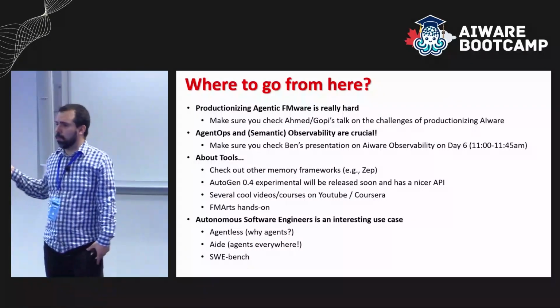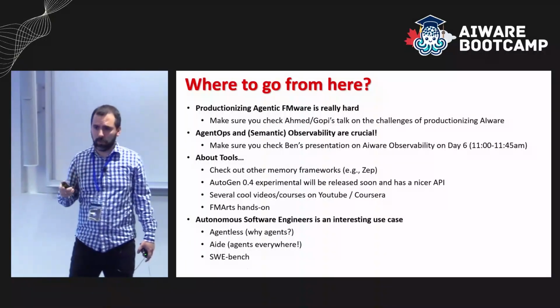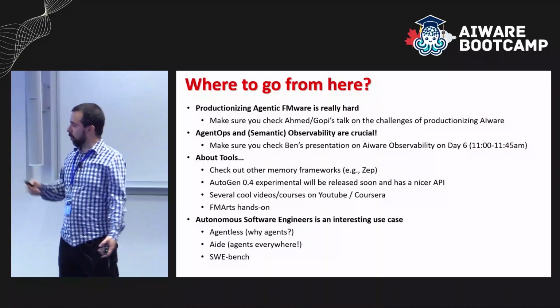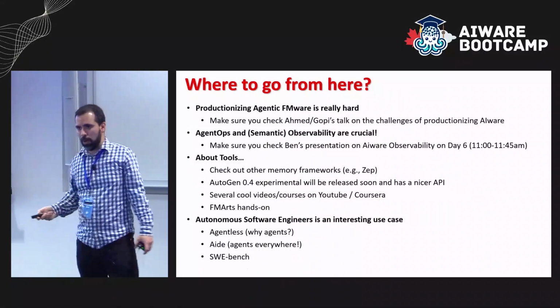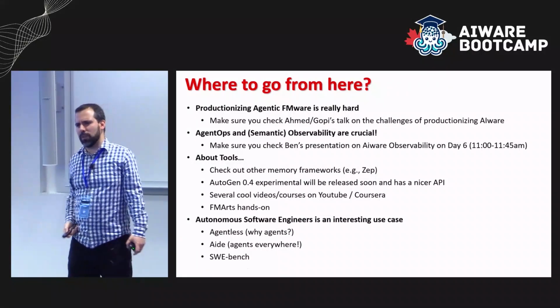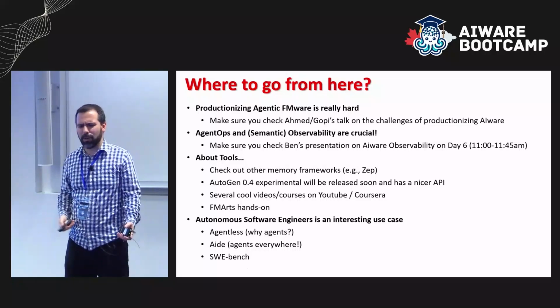What I showed to you was Autogen version 0.2, which is the stable version. For some reason, they skipped 0.3. They don't like 0.3, but now they're working on 0.4. And they're trying to make the API a bit nicer. As I said, there are certain things that are misleading.